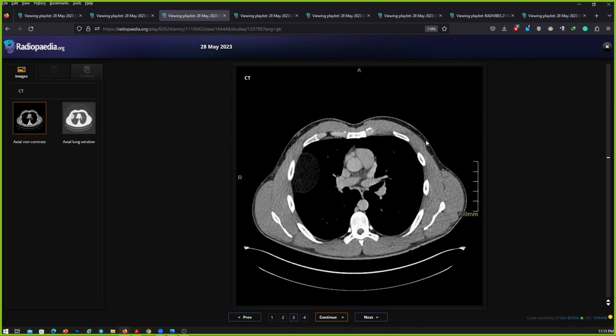This is a very well defined lesion. It contains fat inside. What would you like to do next? You've seen this particular set of images. What else would you do before completing your report?